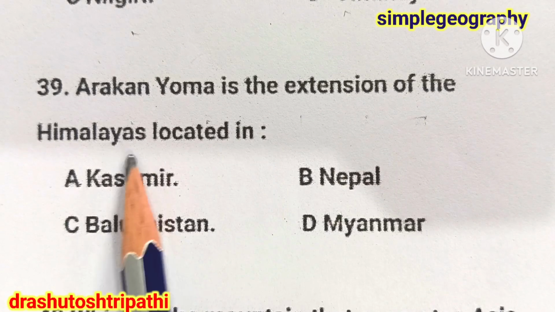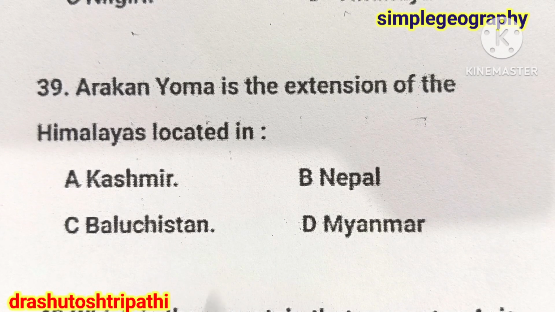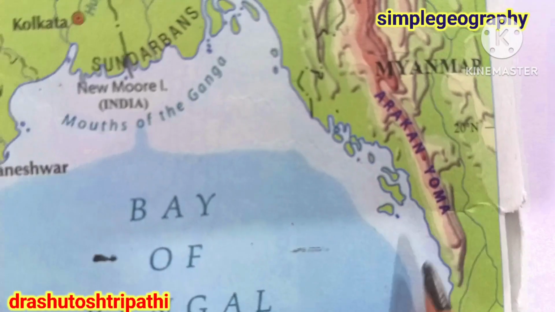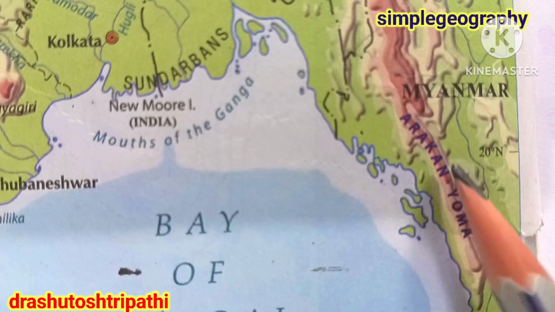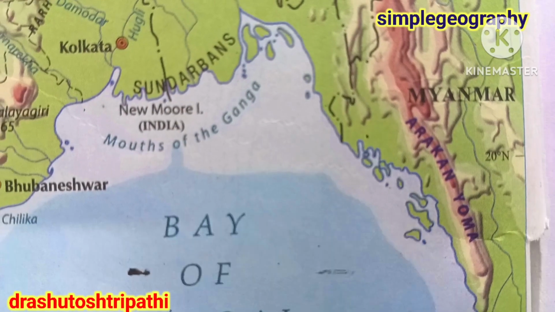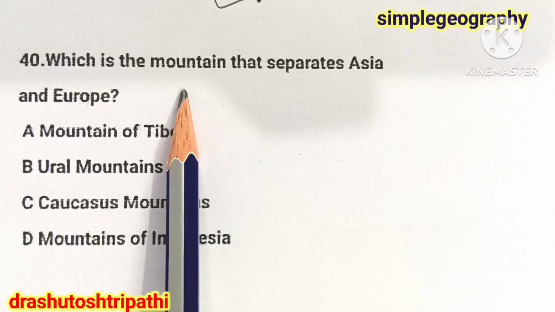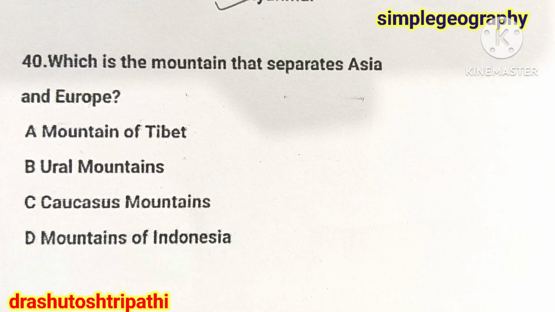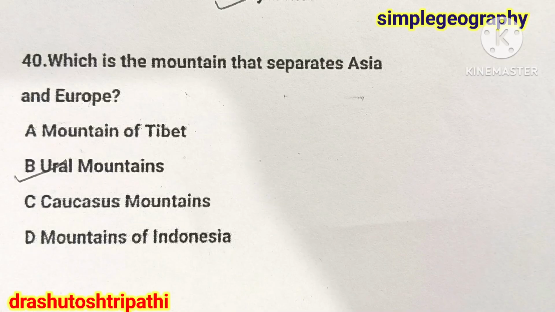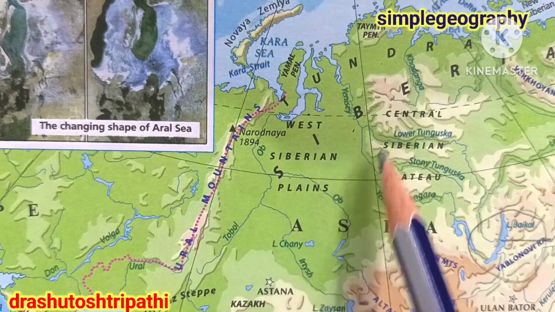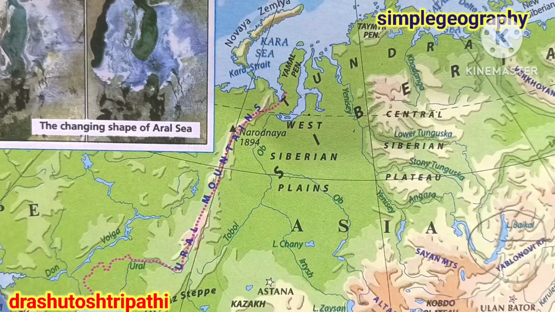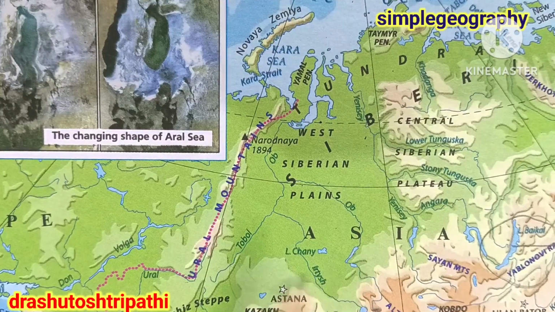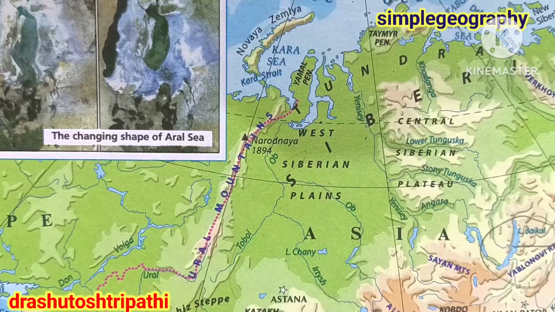Anaimudi is the highest peak of the Western Ghats side, that is the Cardamom Hills. Arakan Yoma is the extension of the Himalaya located in Kashmir, Nepal, Balochistan, or Myanmar? The answer is D. This is the country Myanmar, and that is the Arakan Yoma. It is actually part of the Himalayan region. Which mountain separates Asia from Europe: Mount of Tibet, Ural Mountain, Cascades, or mountains of Indonesia? The answer is B, Ural Mountain. Europe is separated from Asia through the Urals.